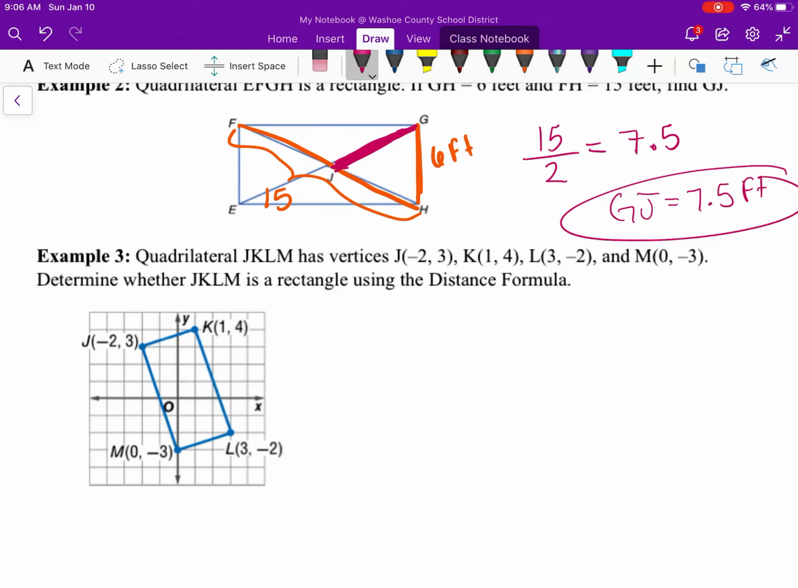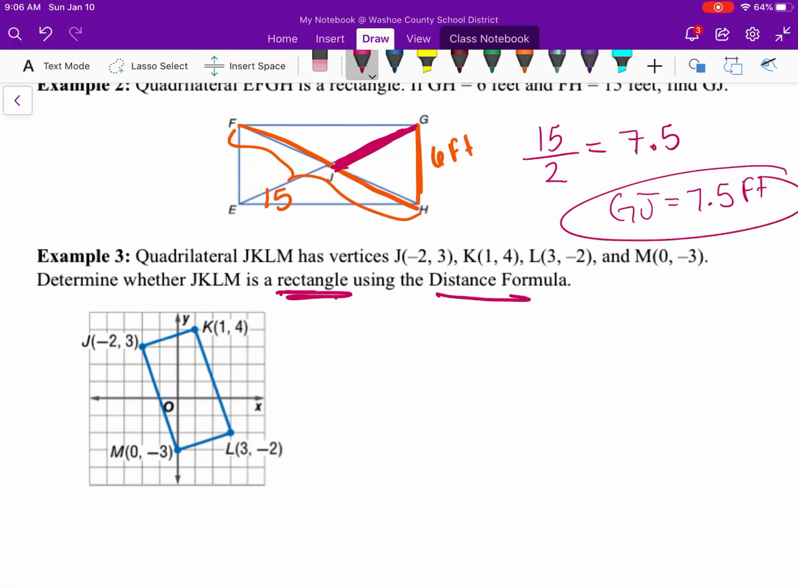And this set of notes is super short. Here's the last example that we're going to do. So we have a quadrilateral with those vertices, and it's already graphed for us here. We're going to determine if this is a rectangle using the distance formula. So in the last set of notes for 6.2, we talked about different tests that we could do to see if it was a parallelogram or not.